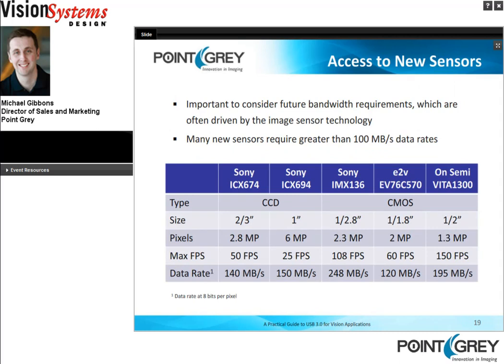It's also important to consider future bandwidth requirements, which are often driven by the image sensor technology. Many of the new image sensors on the market today require much more than 100 megabytes per second data rates, which again takes us into USB 3 and Camera Link territory. There are new Sony CCDs. There's a wide range of new CMOS imagers coming out. And as you can see here, there's a number that get well over 200 megabytes per second of data rates. And again, your choices become limited at that point to either USB 3 or Camera Link.